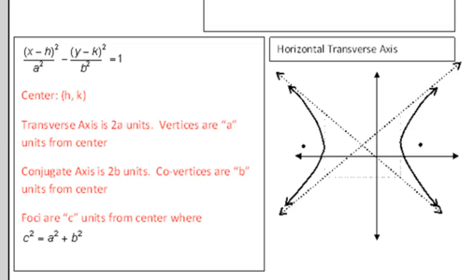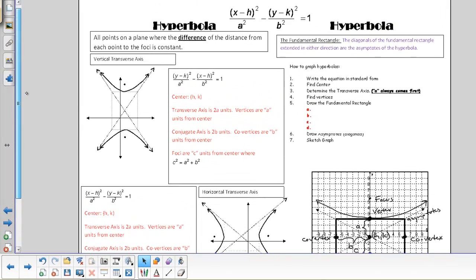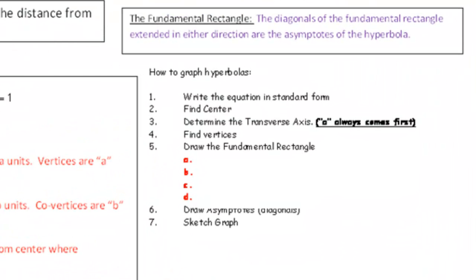Alright, now let's get into that difference in drawing it. The one difference that you're going to see in drawing your hyperbola as opposed to an ellipse is this thing called the fundamental rectangle. The fundamental rectangle is drawn through the center of your hyperbola, and it is a units and b units respectively, high and wide. So you can draw that to help you find the asymptotes of the hyperbola.